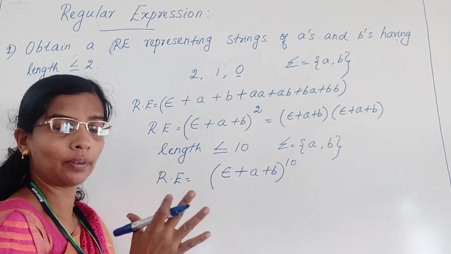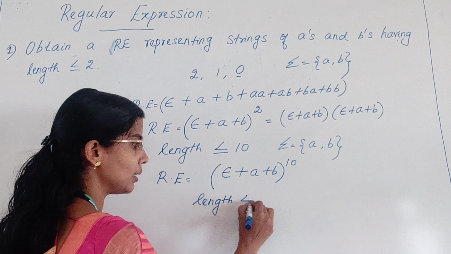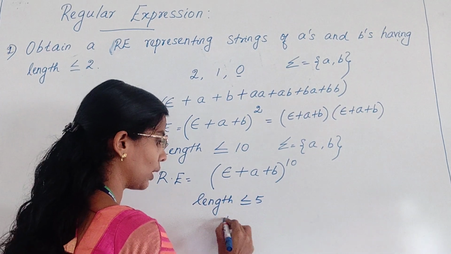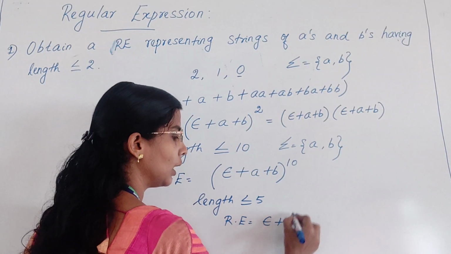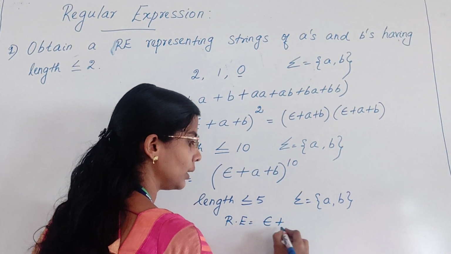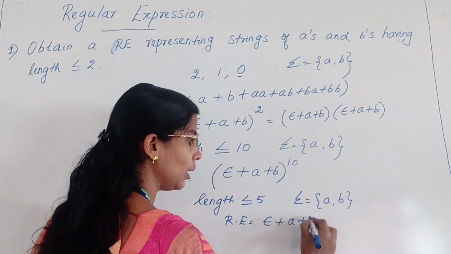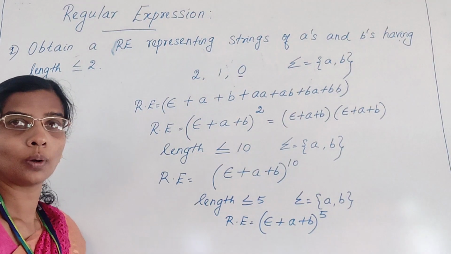If it is length less than or equal to 5, how will you write your regular expression? Epsilon plus, your sigma is A and B only. Right? So A plus B, how many times? It is 5 times. Hope it is clear.